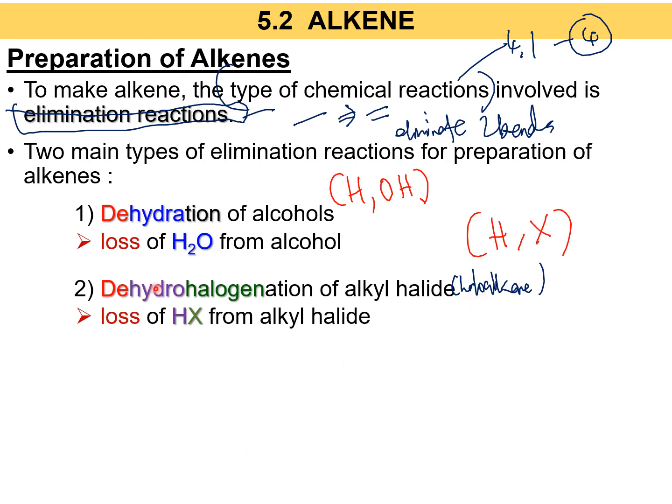Sebab itulah nama proses dia ialah dehydro. D tu maksudnya pembuangan, okay. Hydro, hydrogen, halogen lah. Dehydrohalogenation of alkyl halide. Ini akan buang hydrogen dan halogen from haloalkane. So daripada single bond dapatlah double bond, dapatlah alkene.